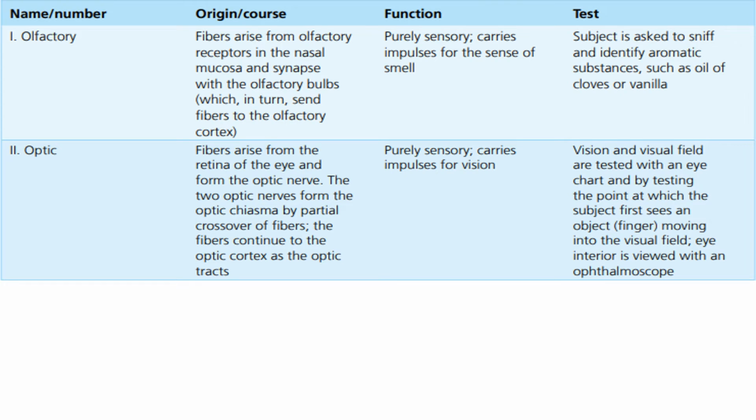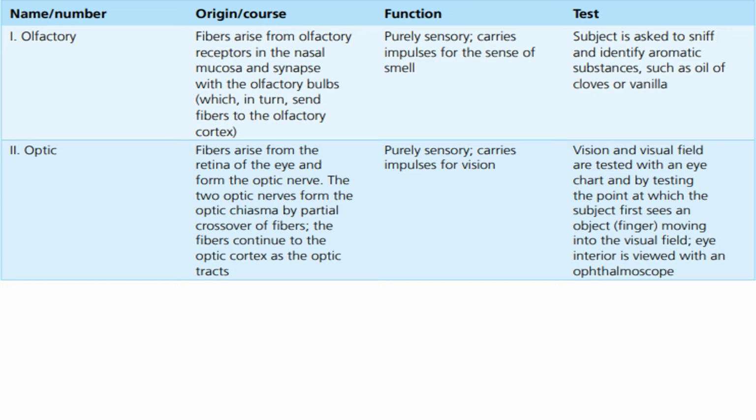Number two is the optic nerve. Fibers arise from the retina of the eye and form the optic nerve. The two optic nerves form the optic chiasma by partial crossover of fibers. The fibers continue to the optic cortex as the optic tract. The function of the optic nerve is purely sensory again, carrying impulses for vision.